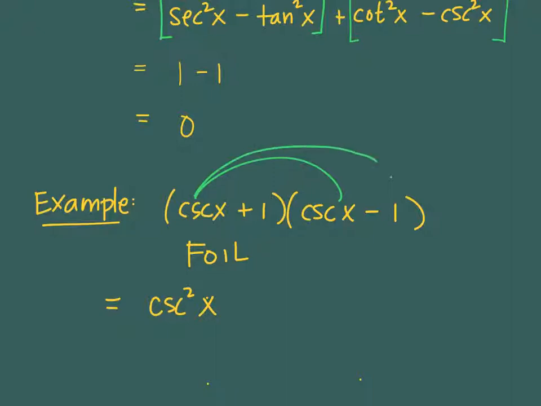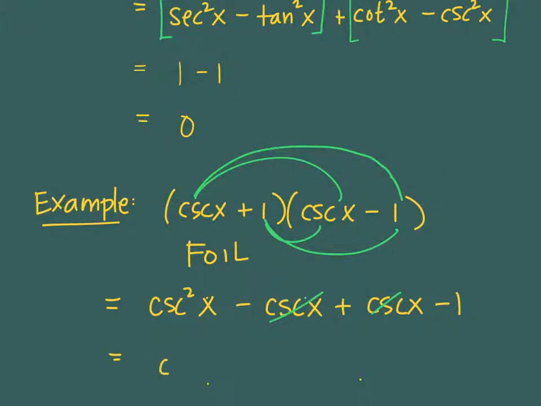Outside, cosecant to minus 1. That gives me minus cosecant x. Inside, 1 to cosecant x. That gives me positive cosecant x. And then last, 1 to negative 1 gives me minus 1. Hey, what do you notice happens? Cosecant squared x minus cosecant x plus cosecant x minus 1. They cancel out. These two cancel out because one's a minus and one's a plus.